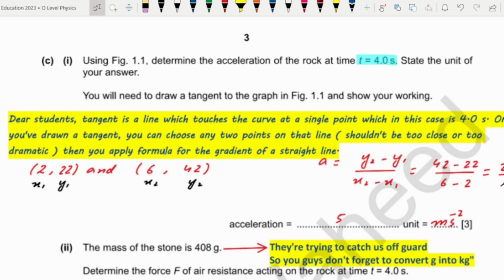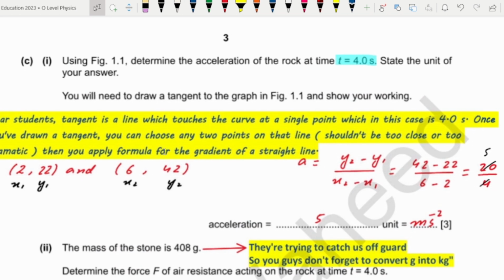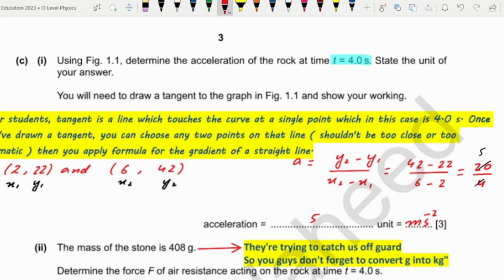So I had chosen 2 points. I've written them over here. The first one was (2, 2) and the second one was (6, 42). Then you write down the formula of the acceleration, which in this case is the gradient of the tangent, and the formula for the gradient is y2 minus y1 over x2 minus x1. So this one is your x1, this is your y1, this is your x2, this is your y2. You plug the values of these points in the formula and you do the calculation on the calculator.